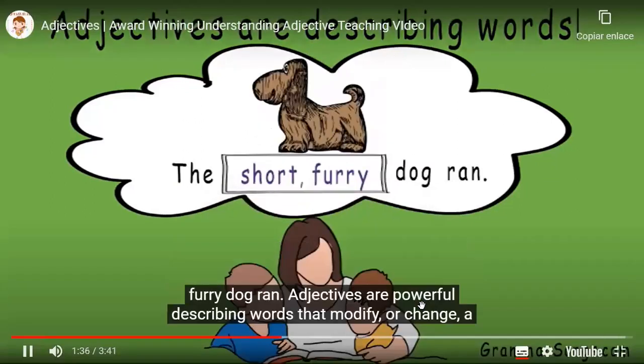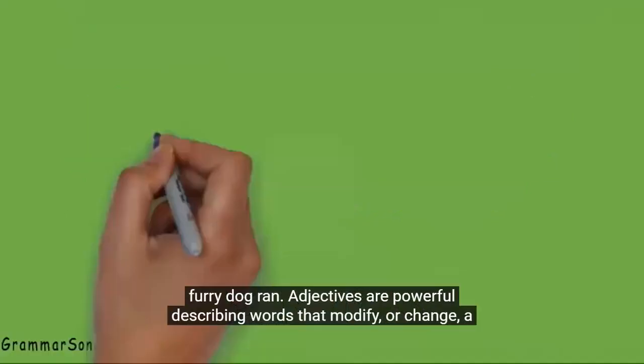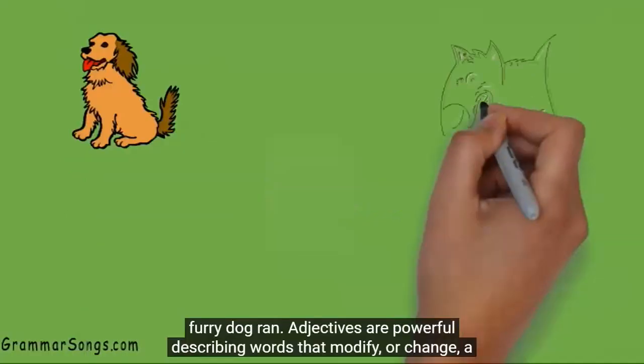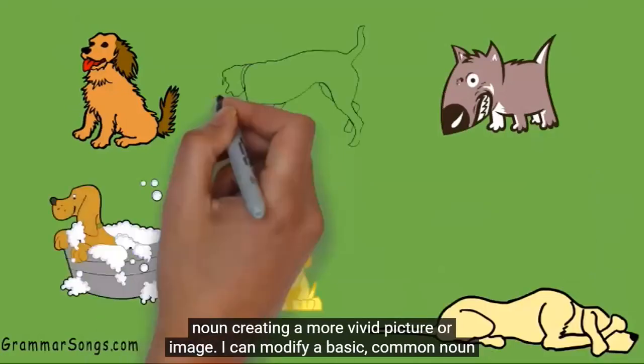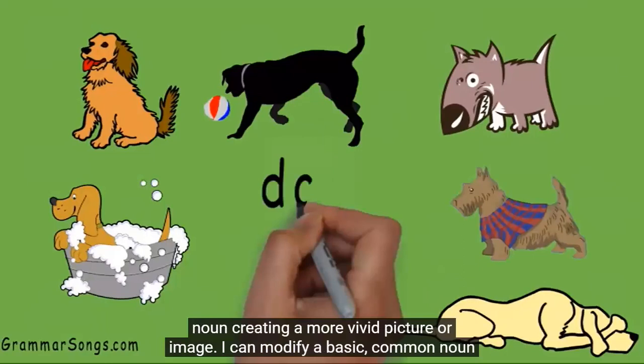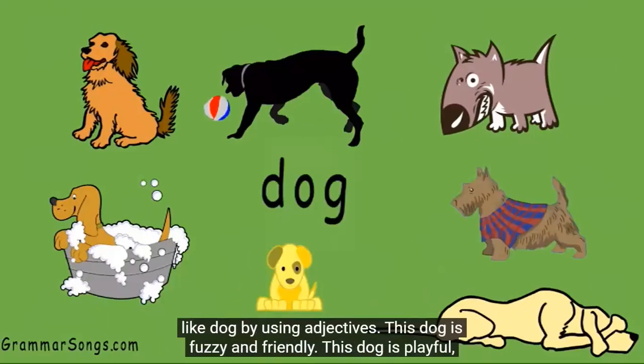The short furry dog ran. Adjectives are powerful describing words that modify or change a noun, creating a more vivid picture or image. I can modify a basic common noun like dog by using adjectives.